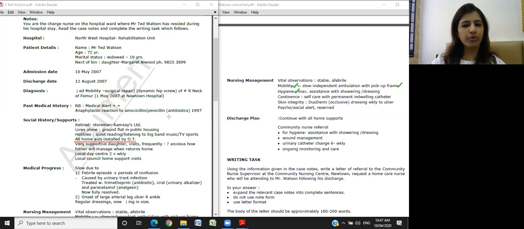So here it says all home aids installed by occupational therapist.